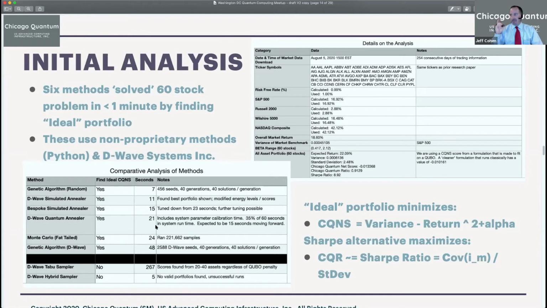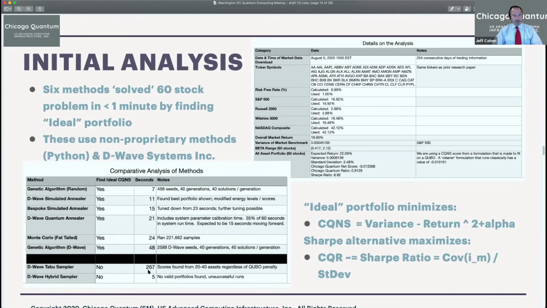That included calibration time. If you take out the setup, it's probably about 15 seconds of runtime. The fat-tailed Monte Carlo, which is a set of both N over 2 and fat-tailed, ran 222,000 samples and took 24 seconds. And then we fed the genetic algorithm the D-Wave answers, and I think there was a memory issue because it took 48 seconds. We went back the next day and reran that data set, and it took 6 seconds. So we ended up at 60 stocks having really fast success.